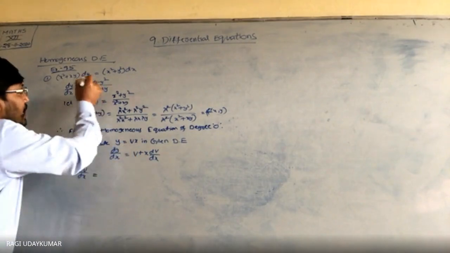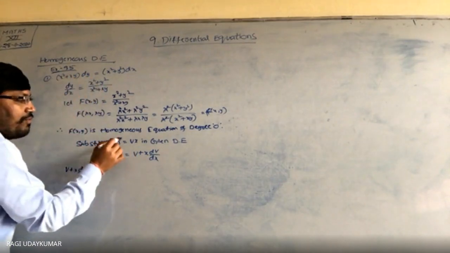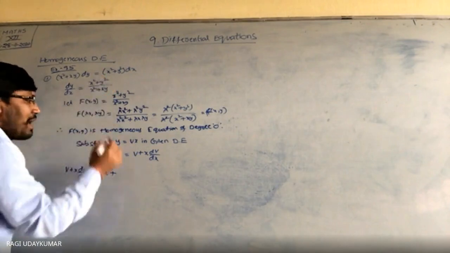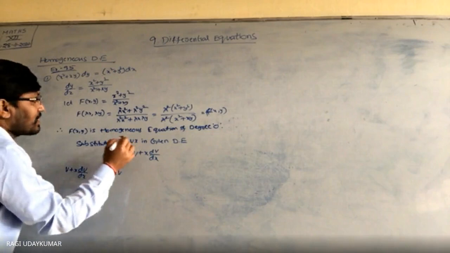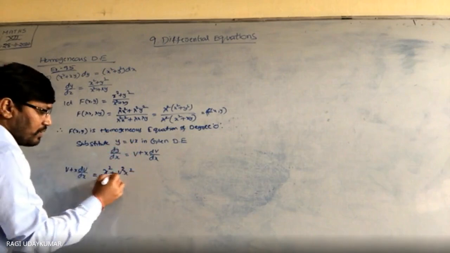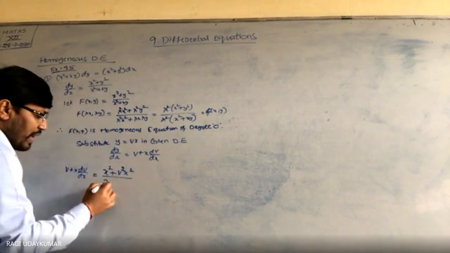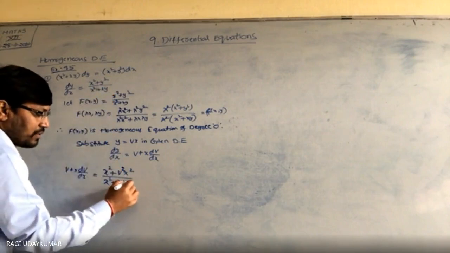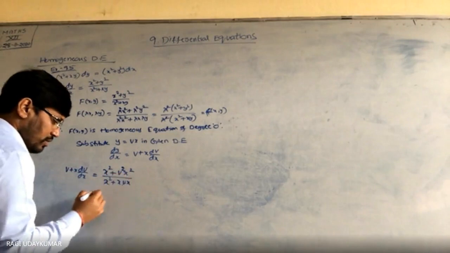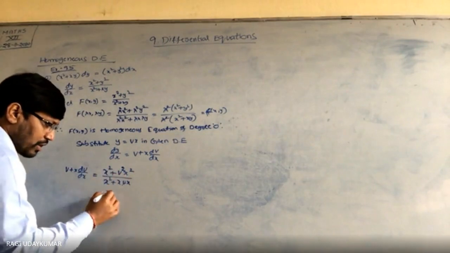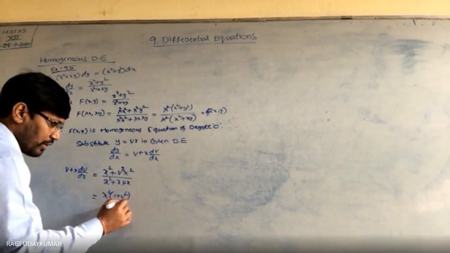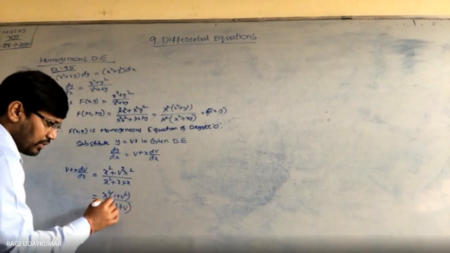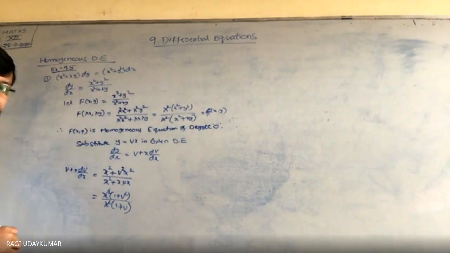Y is equal to vx, so x square plus y, in place of y we write vx, so v square x square by x square plus x into vx. You can take x square common, so we get 1 plus v square, and here also x square common, 1 plus v. So x square will get cancelled.